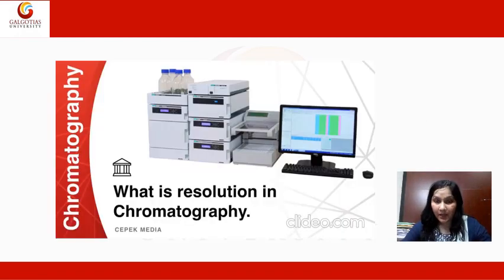Now, with the help of this animation, we will try to understand what resolution is in chromatography. So, what is the need to understand resolution? At the start of the lecture, I already told you that the objective of HPLC is to get better resolution in minimum time. So, we should understand what resolution is.